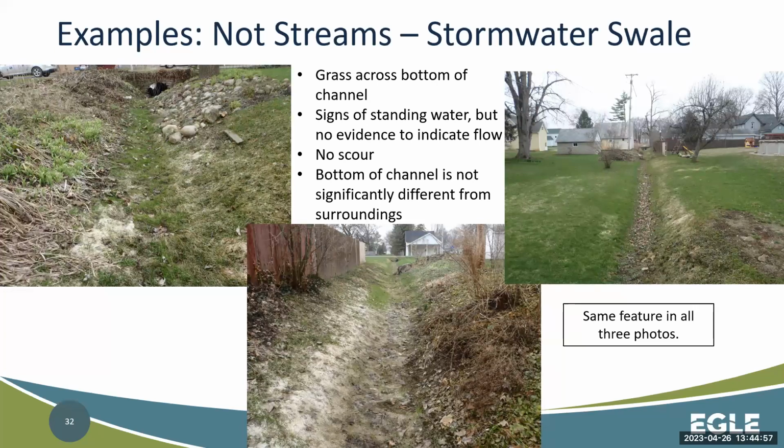So here's another example of features that are not streams. This is a stormwater swale. The same feature is visible at different locations in all three of these photos, but you can see grass along the bottom of the channel. You can see some signs that there has been standing water, but there's not really any evidence to indicate flow. You don't see areas where the channel bottom is scoured, and the channel bottom is not significantly different from the surrounding area.